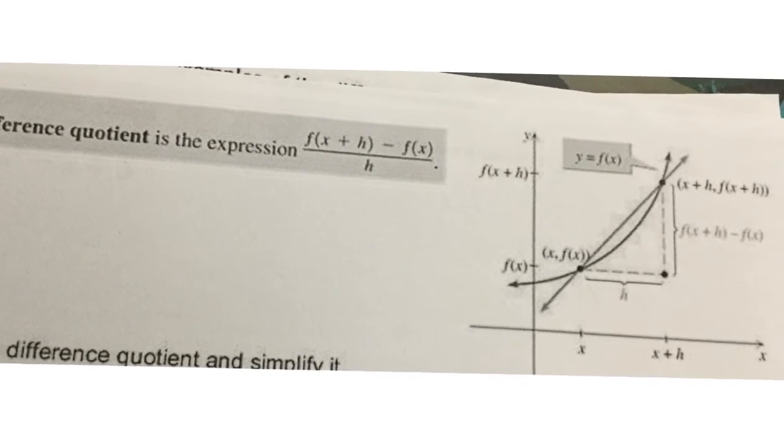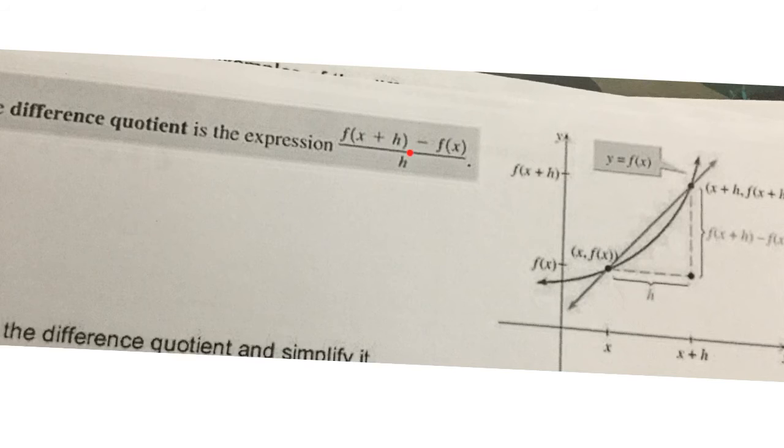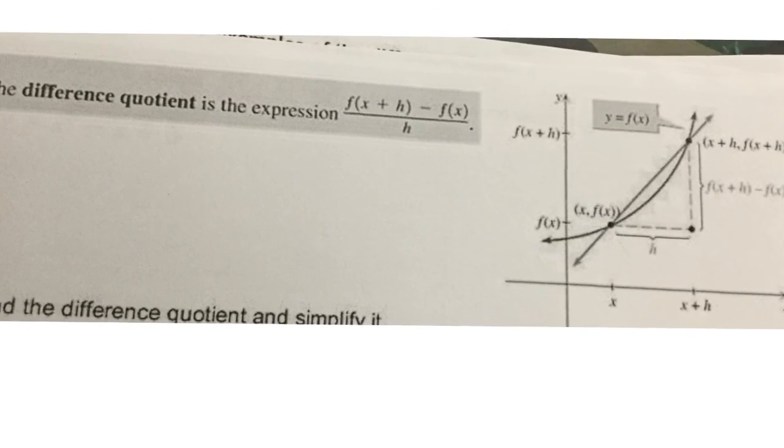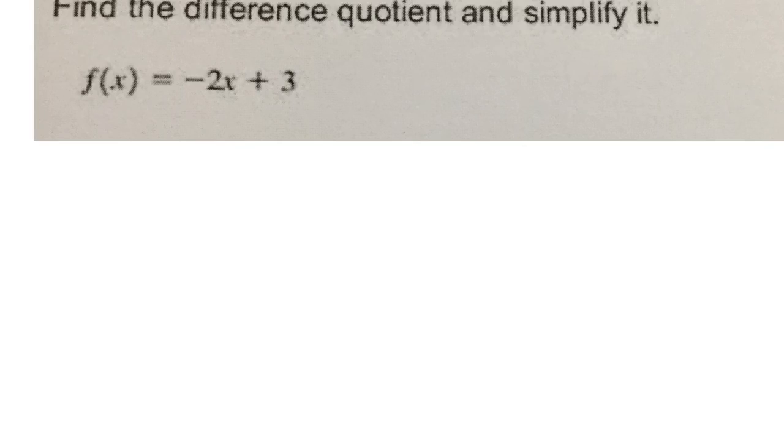Okay, so that's what we're doing. The difference quotient is just the slope formula written very fancily for calculus. So that tells me to find the difference quotient and simplify it. So if I told you that the difference quotient was just a fancy way to find the slope, what do you think you should get as the answer?